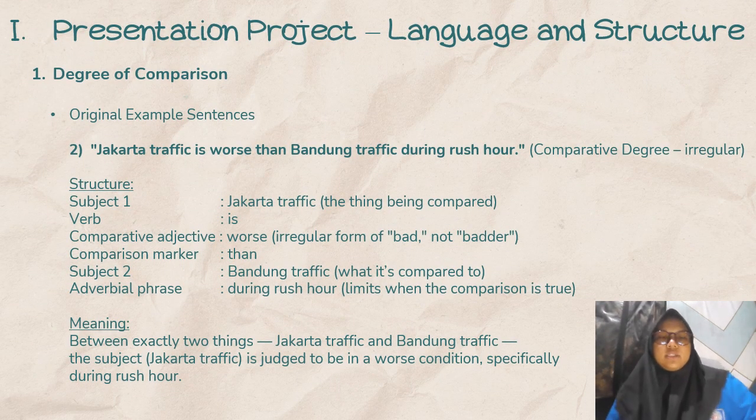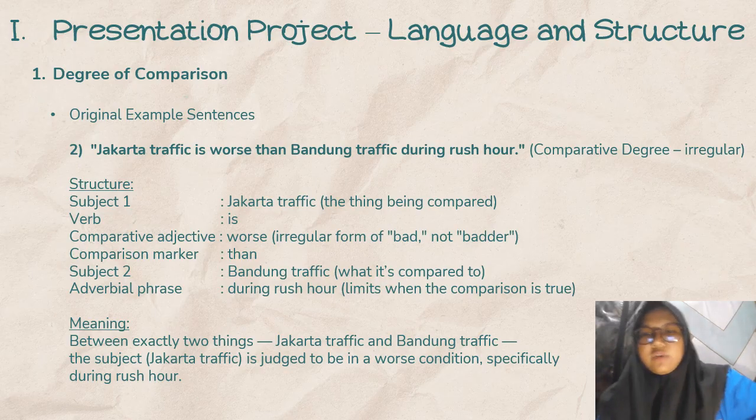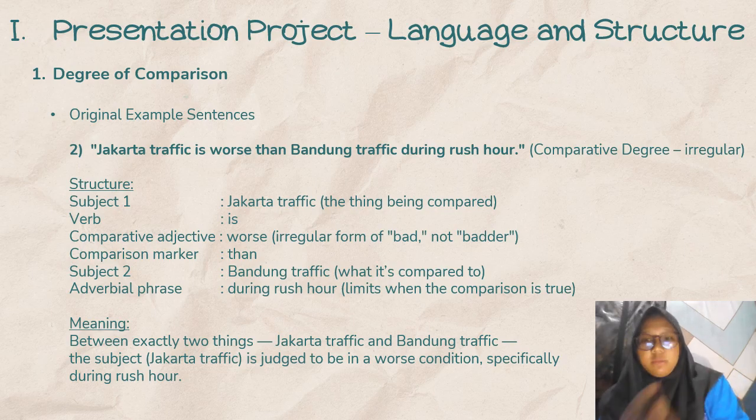So the second sentence, Jakarta traffic is worse than Bandung traffic during rush hour. So it's a comparative degree, but irregular form. For the structure, it's subject one is Jakarta traffic, the thing being compared. For the verb is. Comparative adjective is worse, irregular form of bad. It's not better. Comparison marker is than.